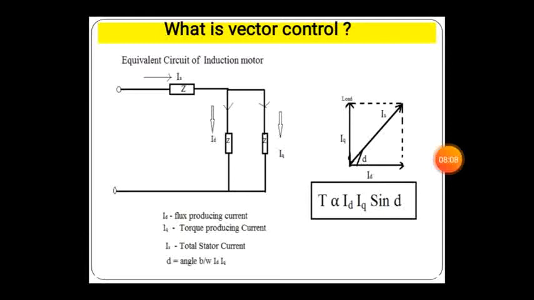So we conclude that we have less stator current and also we can control more torque. That means we are changing the angle between ID and IQ and we can get control of the torque of induction motors. So in this diagram, the ID is the flux producing current, IQ is the torque producing current, IS is the total stator current, and δ is the angle between ID and IQ. And the formula for torque is given that, according to this circuit, the torque is directly proportional to ID, IQ and sin δ, where δ is the angle between ID and IQ.